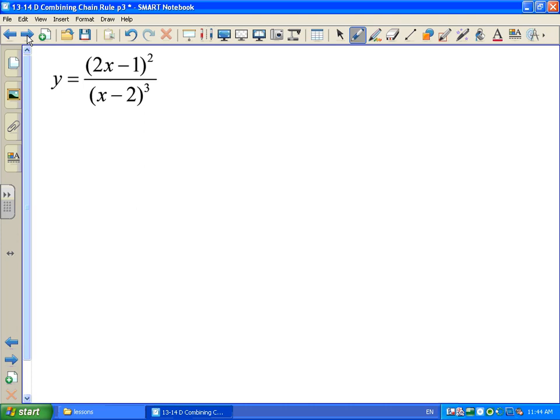So I can take this (x − 2) to the power of 3, and I can take it out of the denominator and bring it up into the numerator by changing the exponent to a negative. So I can rewrite this as (2x − 1) squared times (x − 2) to the negative 3. Now this becomes just like the questions that we've just done. This is a common trick just because a lot of people find the product rule easier to use than the quotient rule. So now we can take our derivative here.